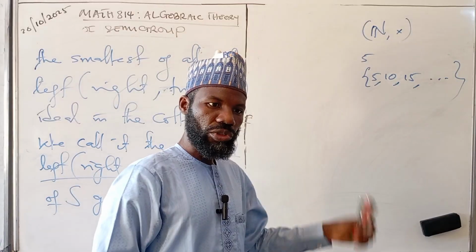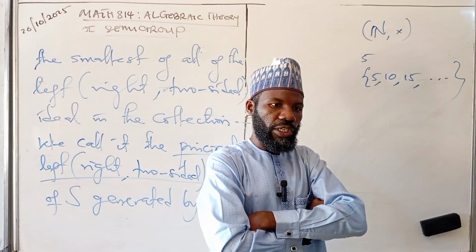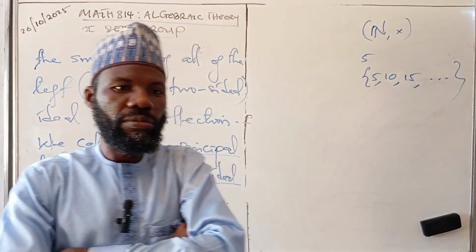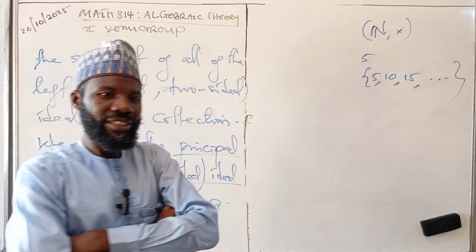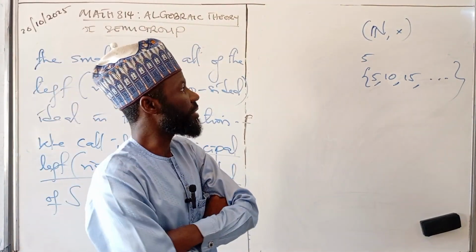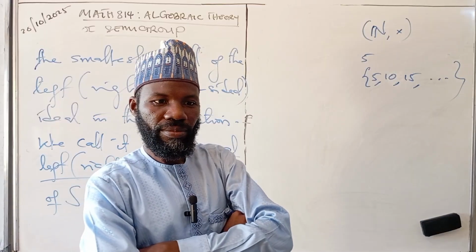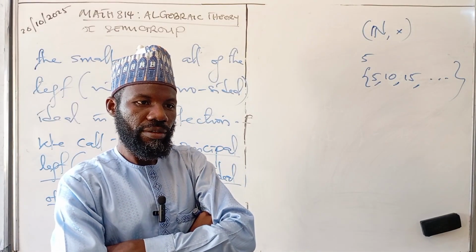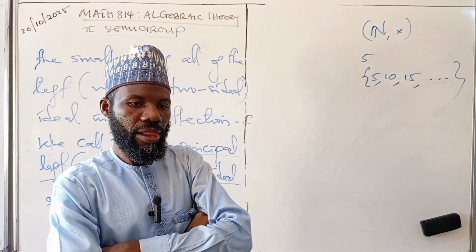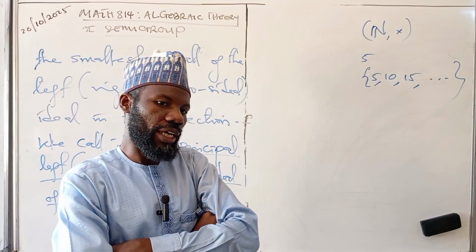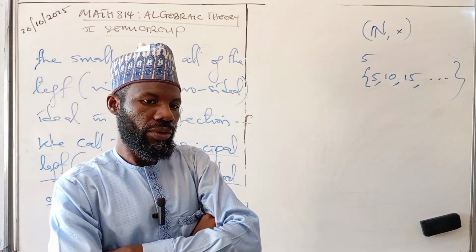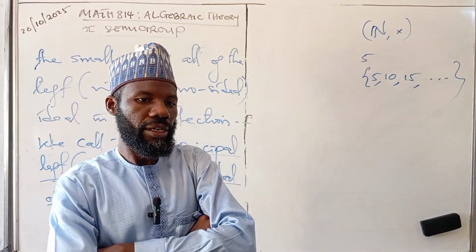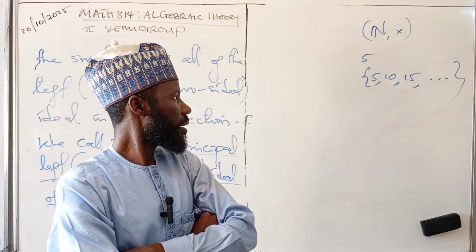How do you know to choose multiples of 5 to be the ideal generated by 5? Are you telling me that this is the smallest ideal of N containing 5? Is it the smallest? Okay. No ideal can be smaller than this one containing that.